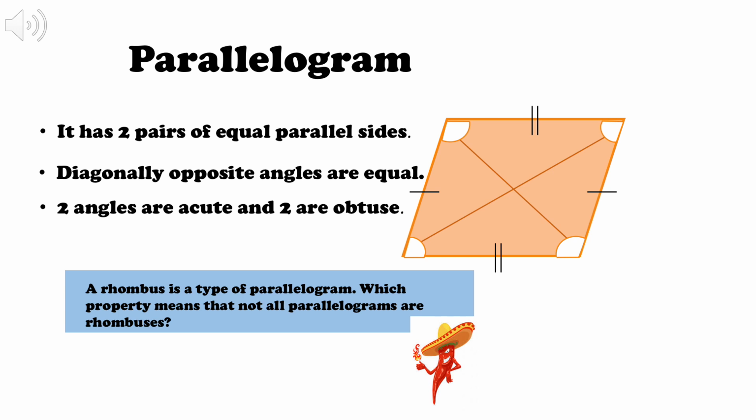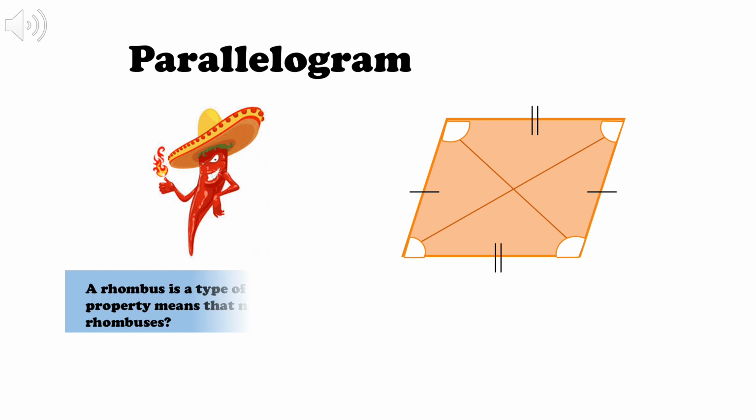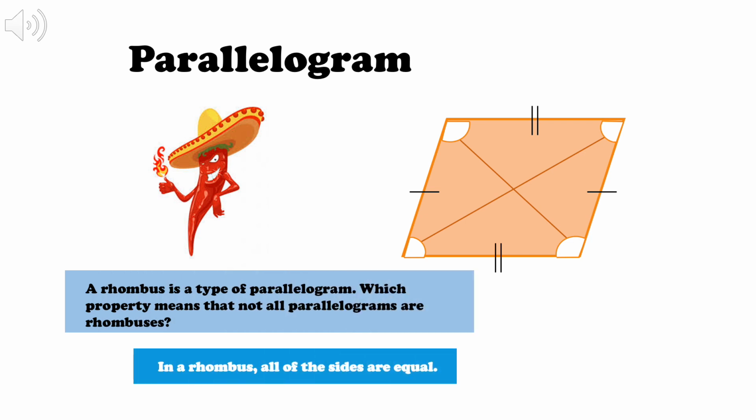Now I want you to look at the question at the bottom of the screen. It says, a rhombus is a type of parallelogram. Which property means that not all parallelograms are rhombuses? Have a think about that and just pause the video for a second. Brilliant. You may have picked up the answer, which is in a rhombus, all of the sides are equal. That's the answer to that question. But don't worry if you didn't get it. On the next slide, we're going to look at the trapezium.